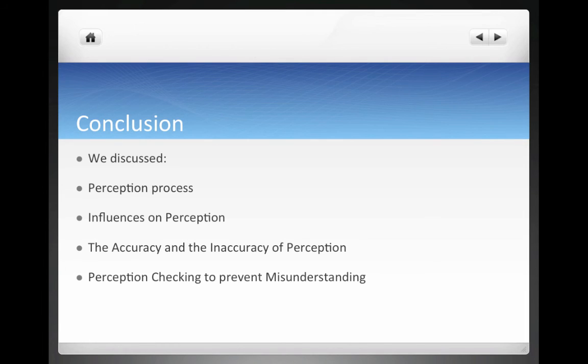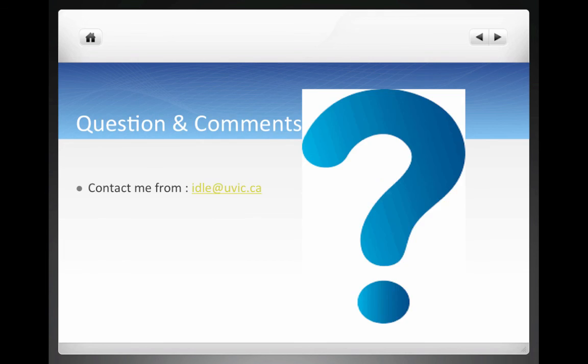So we come to the conclusion of the lesson. We discussed the process of perception. We talked about the selecting process, organization, and interpretation. We also talked about the influences of perception, including gender roles, physiological factors, and so on. We also talked about the accuracy and inaccuracy of perception. And finally, the most important thing we learned was perception check, using perception check to prevent misunderstanding.